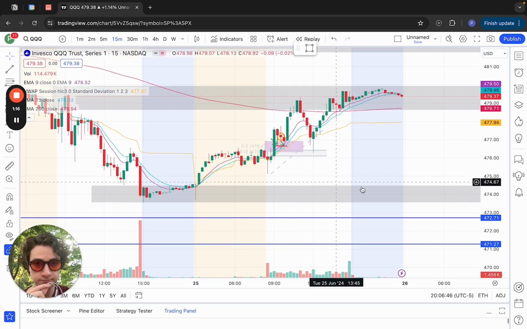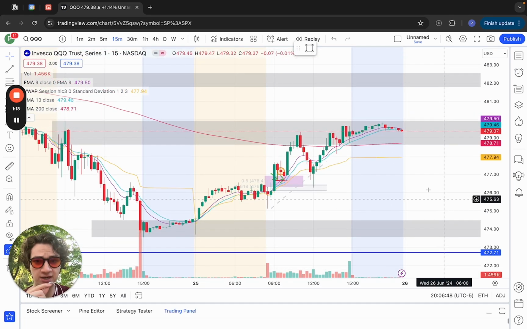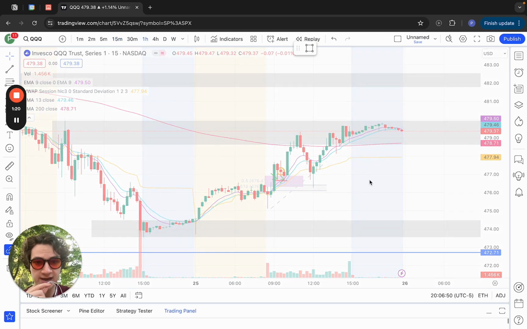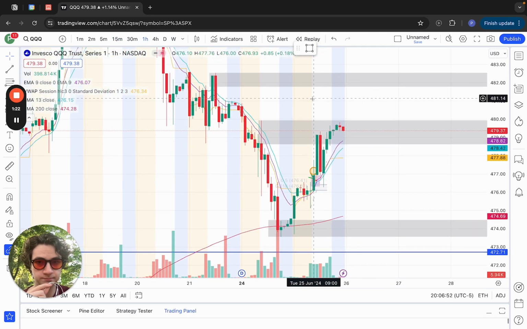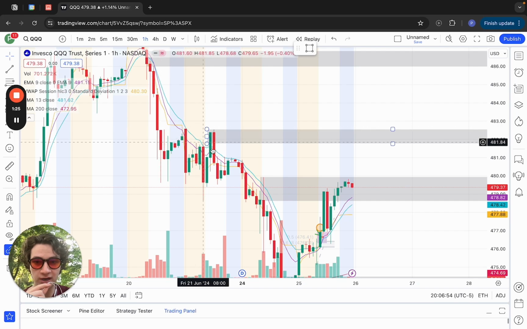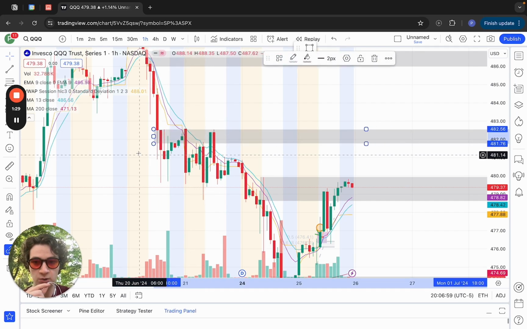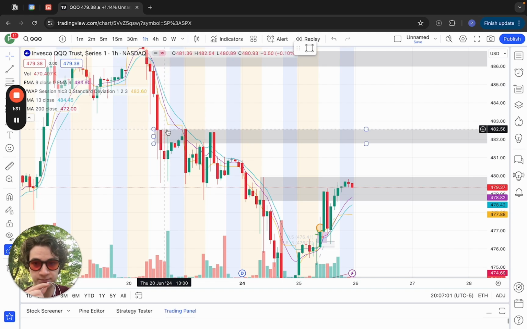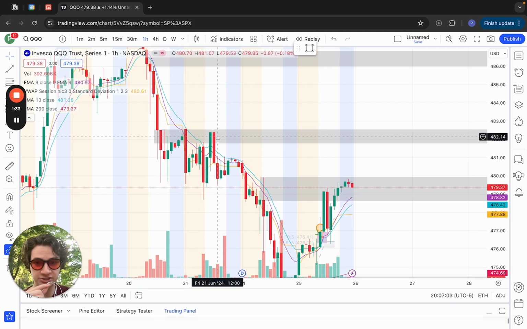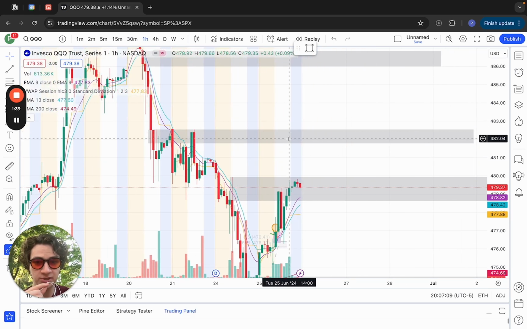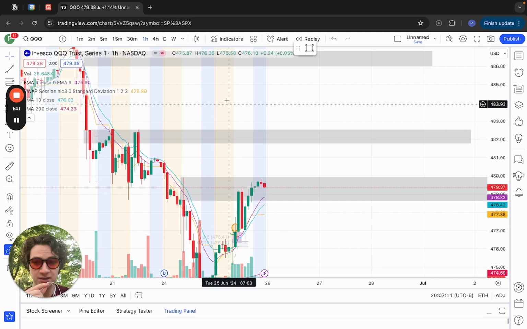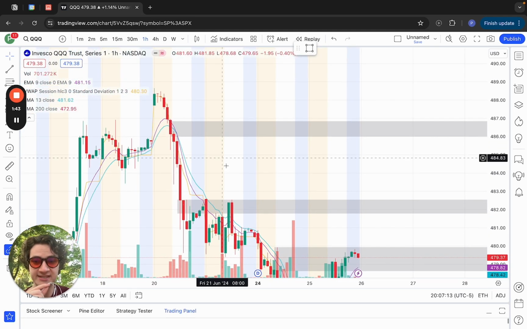Now, how did I find my other levels and areas? On the hourly, you're going to want to look for high confluence areas like this right here, where we touch once, touch twice, touch 3 times. So we've touched this area 3 times so far, which means that when we come back up, we are likely to make a move down. Same with this area.